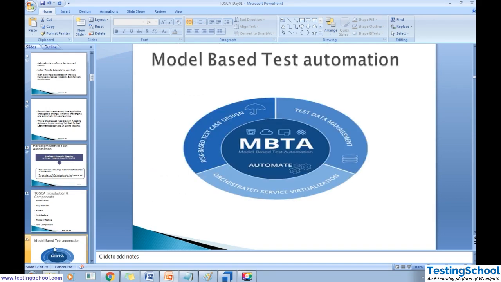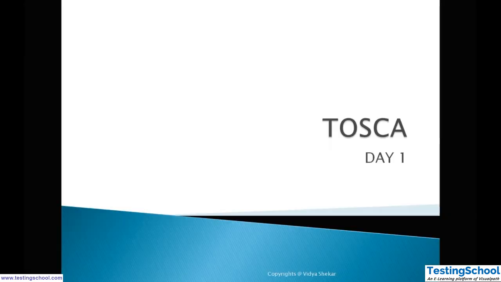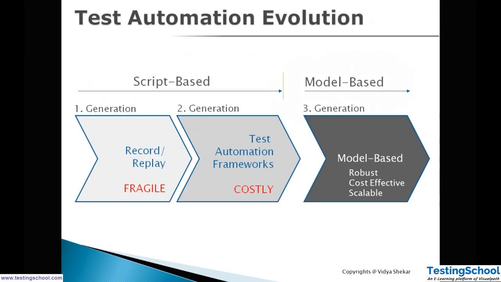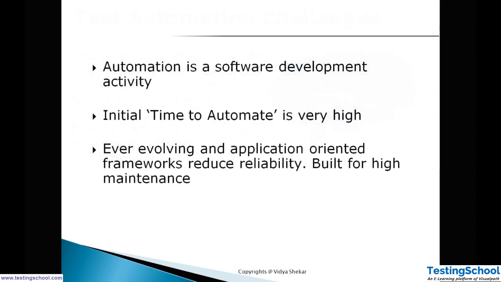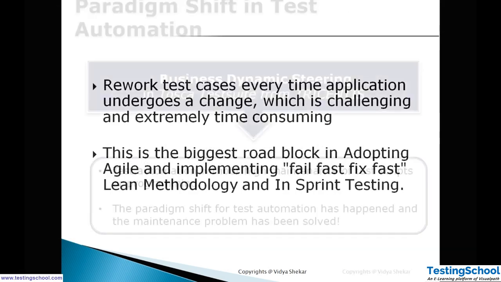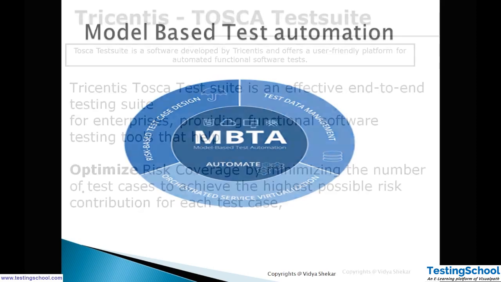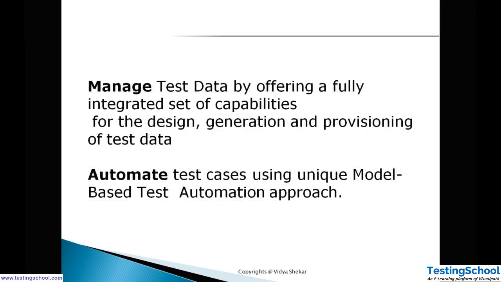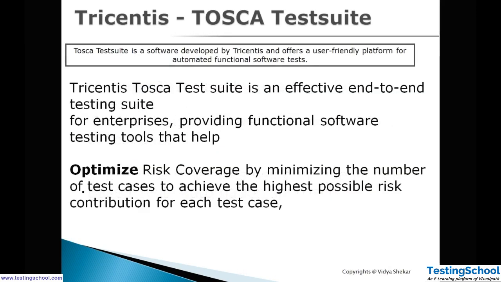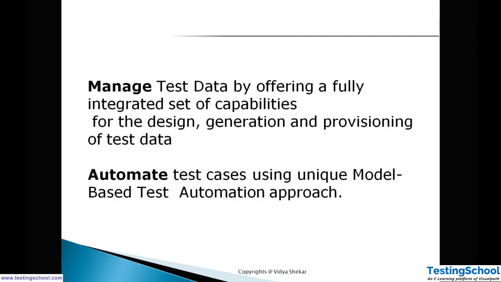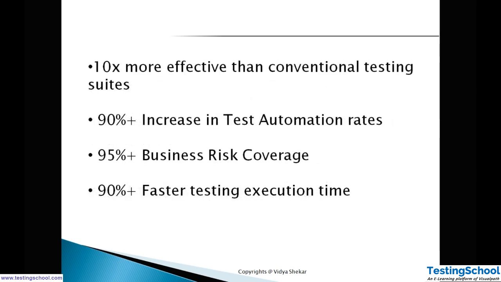So Tosca is developed using this model based architecture. Let me come to this point. Tosca is a third generation tool which is working on a concept called model based architecture. By using this model based architecture, we can optimize the risk coverage and manage your test data effectively.